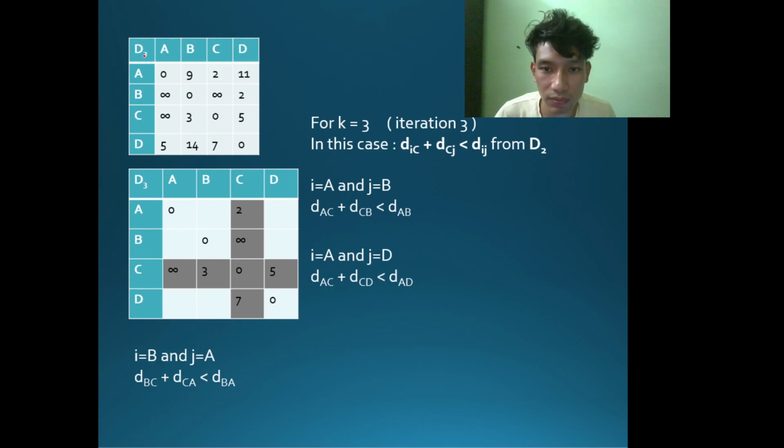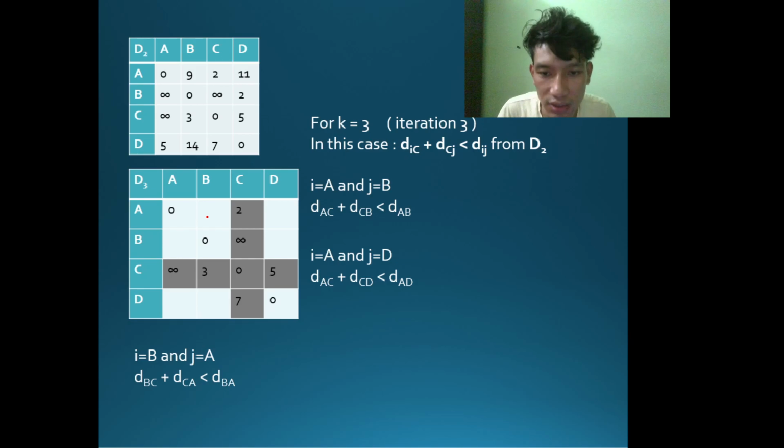So this is the obtained matrix, and then for k is equal to 3, that means iteration 3. In this case, we will check d of ic plus d of cj less than d of ij from D2, right? So here we will fix the third column and third row, and then we will fill the elements accordingly. So here, I is equal to a and j is equal to b. That means for this element, we will check d of ac plus d of cb less than d of ab.